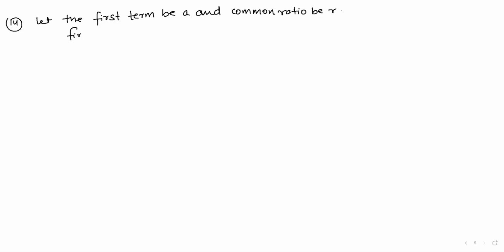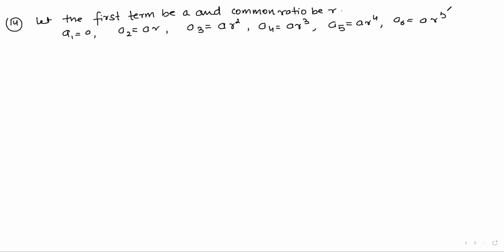First term, or we can write like this: A1 is equal to A, A2 is equal to AR, A3 is equal to AR square, A4 is equal to AR cube, A5 is equal to AR to the power 4, and A6 is equal to AR to the power 5.